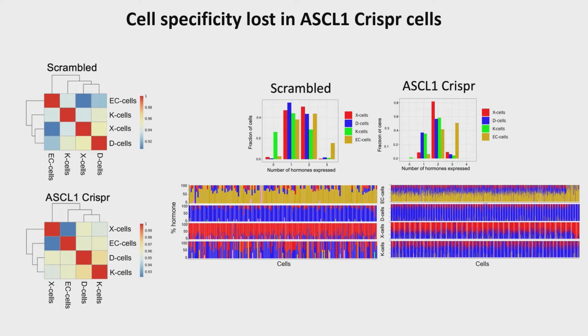Here, the bar plot shows, specifically as you see in the ASCL1 CRISPR, the proportion of unihormonal cells being expressed by these distinct cells has been reduced compared to the scrambled.